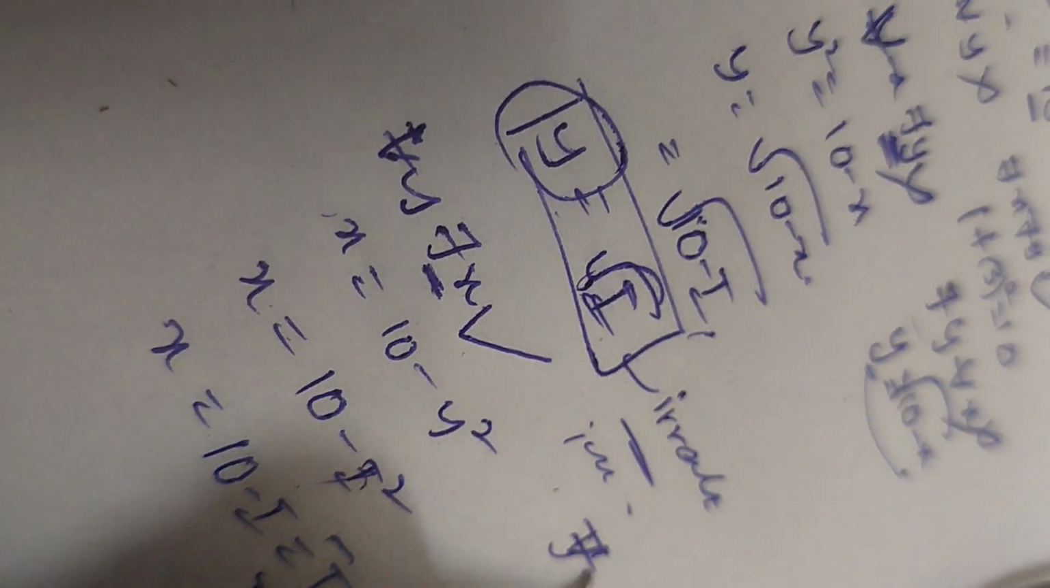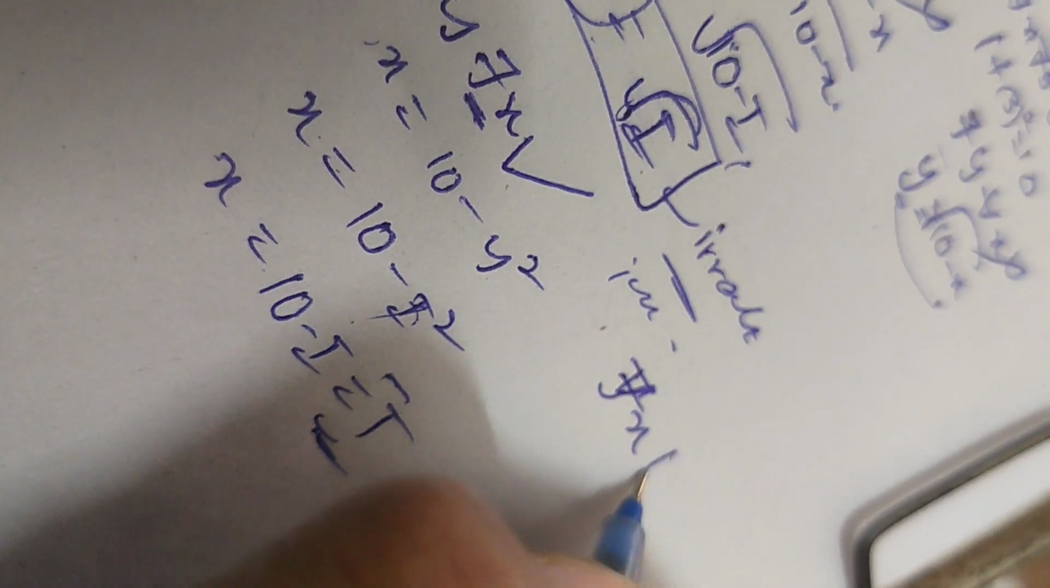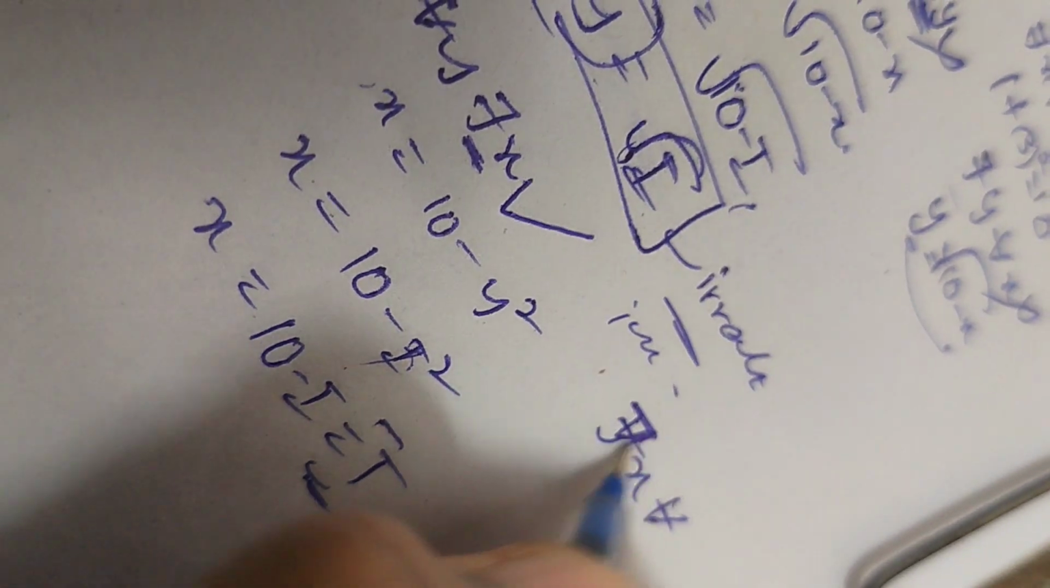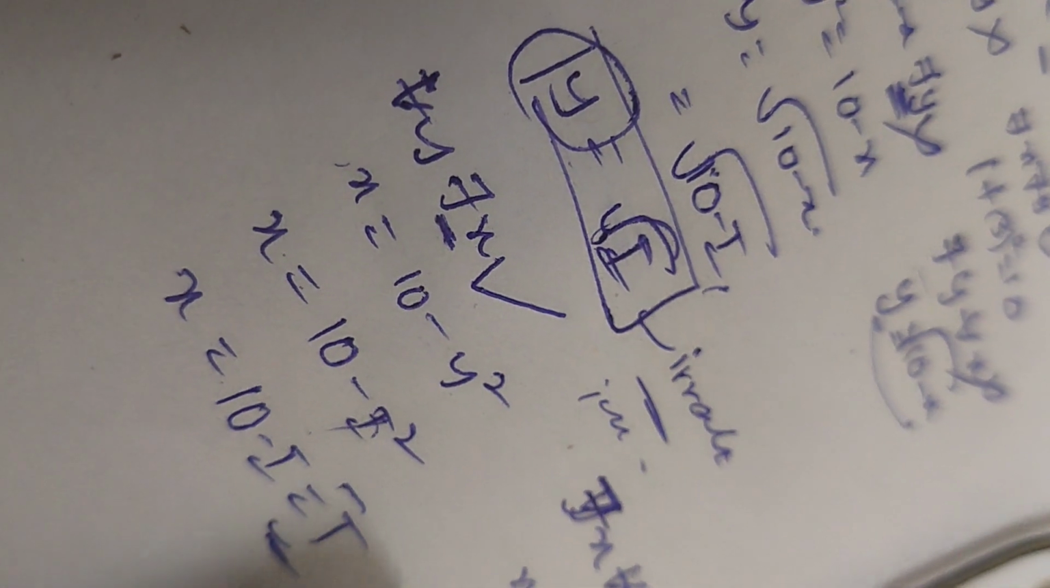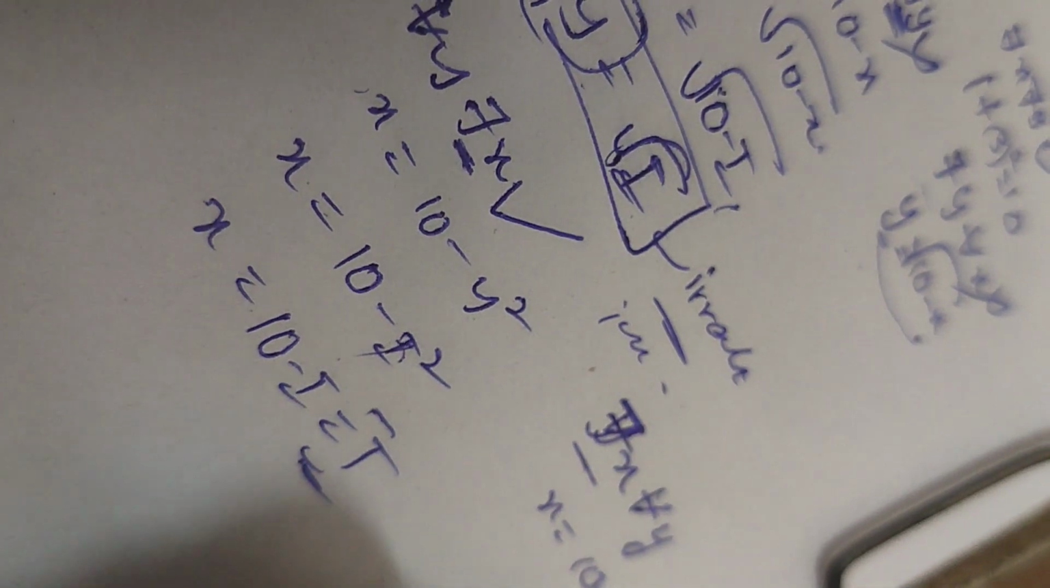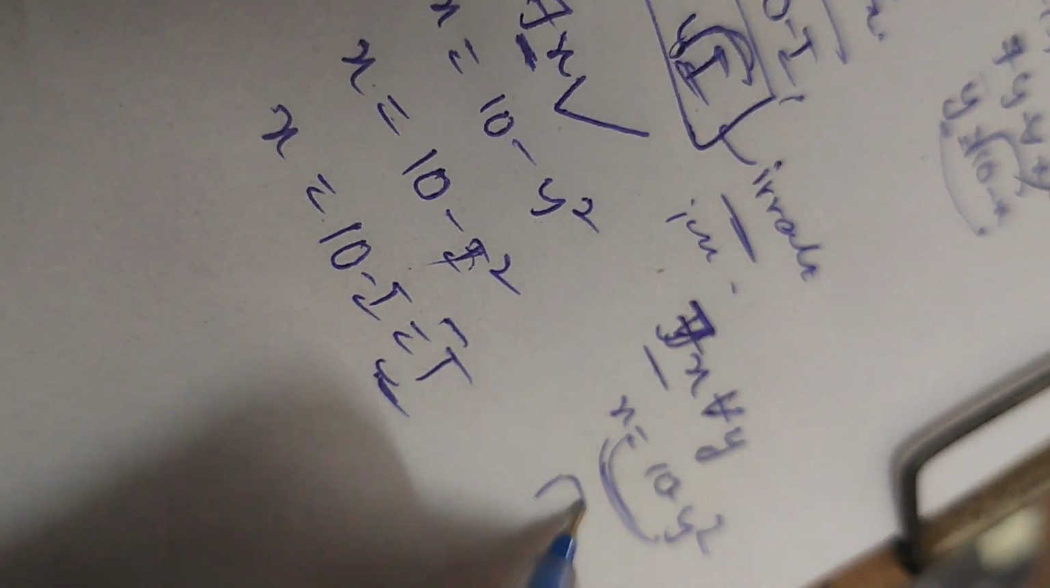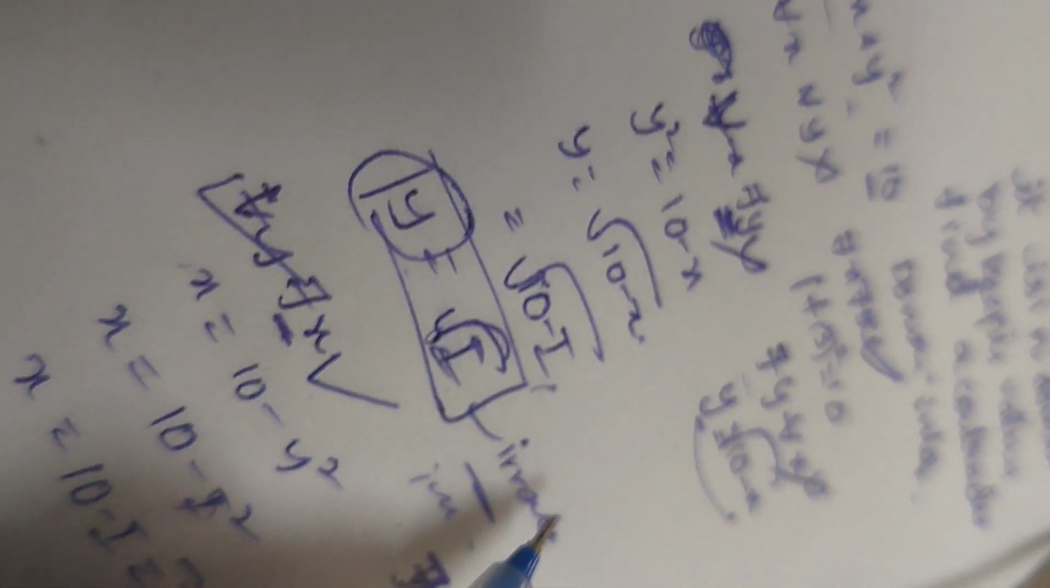Sorry, there exists x for all y. X is equal to 10 minus y square. X is outside, so we check whether it is a constant or not. No, it is depending on y, so it is false. This one is true, this one is true. That's it. Yeah, it's the right answer.